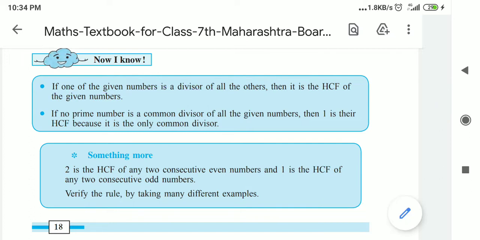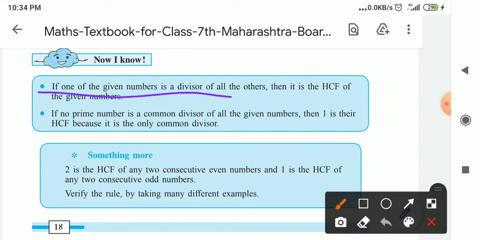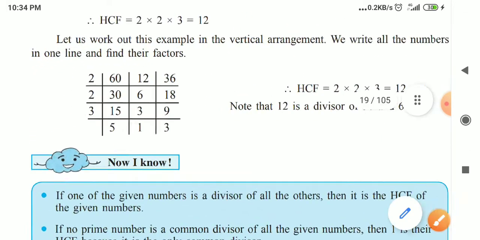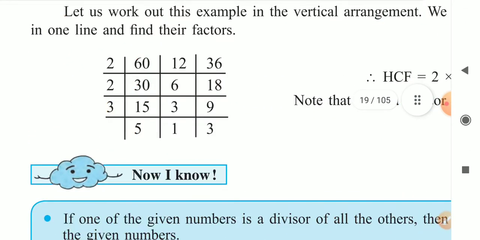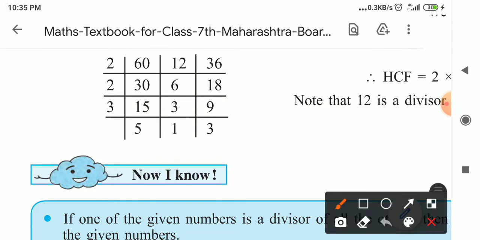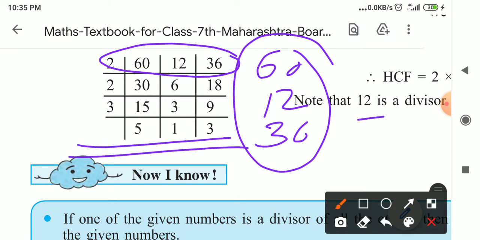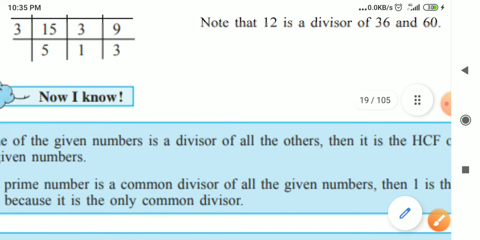What they told you: if one of the given numbers is a divisor of all the others, it is the HCF of the given numbers. To understand this statement, let us look at this example: 12, 60 and 36. You will notice that these three numbers are present in only one table, the 12th table, and that's why 12 is the HCF of these numbers.